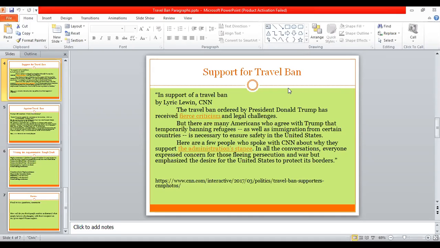The support would be many Americans who agree with Trump that temporary banning refugees. Many Americans? Yep, that's, I think, the first part of it. I think the second part is probably the key part. Why do they feel like that is important to do? If you continue reading on it. Is necessary to ensure safety in the United States? Yeah, I would say that's it. Just the idea that they feel like it ensures safety.